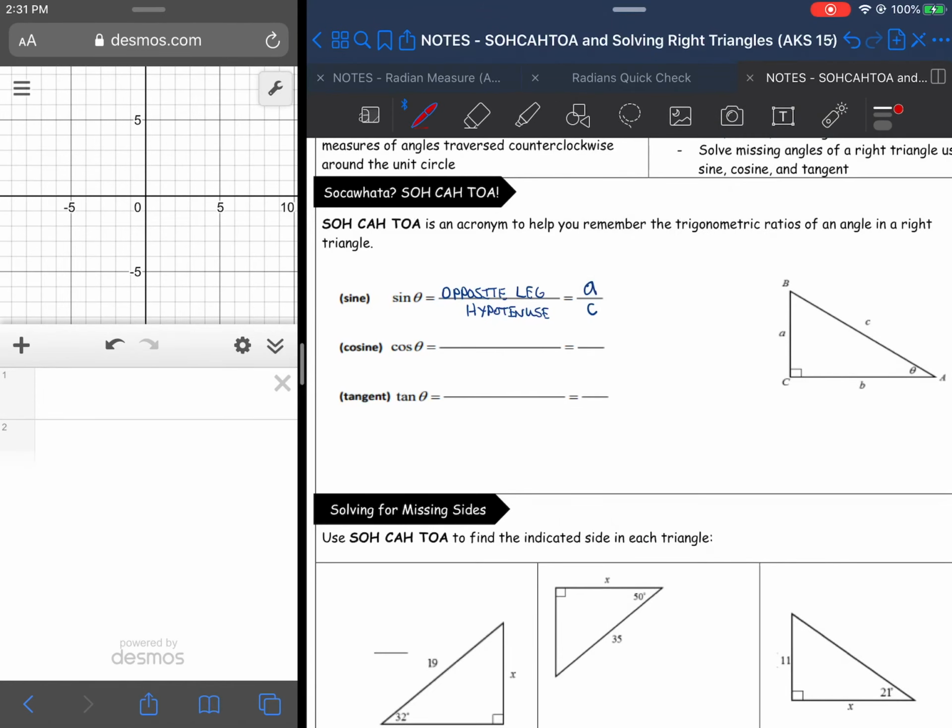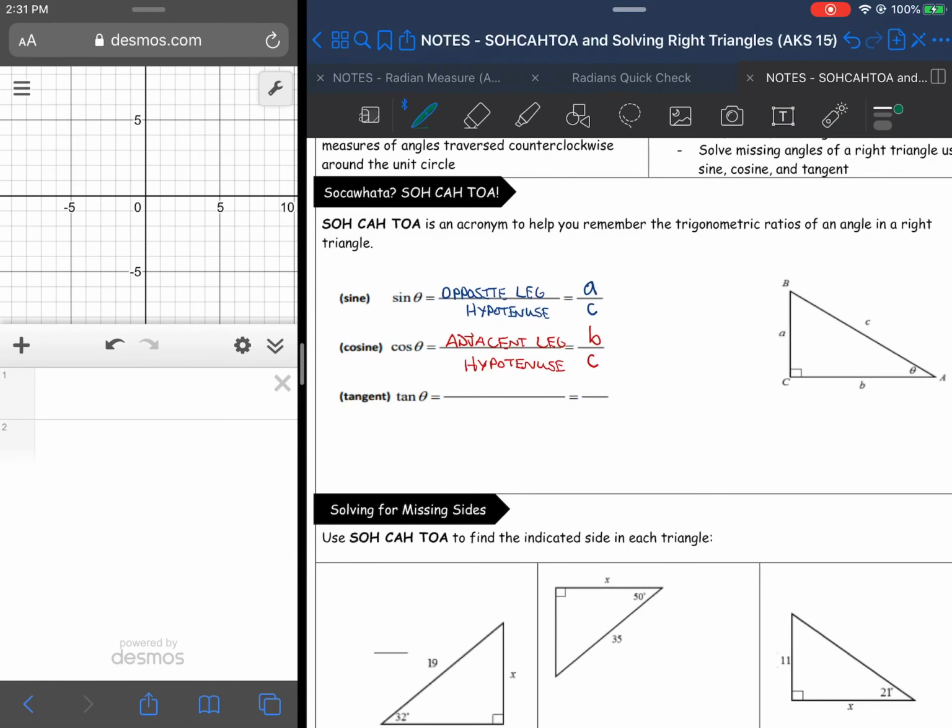If we wanted to look at the cosine of theta, the cosine is the adjacent leg divided by the hypotenuse. And adjacent means the leg that is directly attached to the angle. So if we're looking at angle theta, the leg that is attached to angle theta would be leg B, right here. So the cosine of theta would be the adjacent leg B divided by the hypotenuse C.